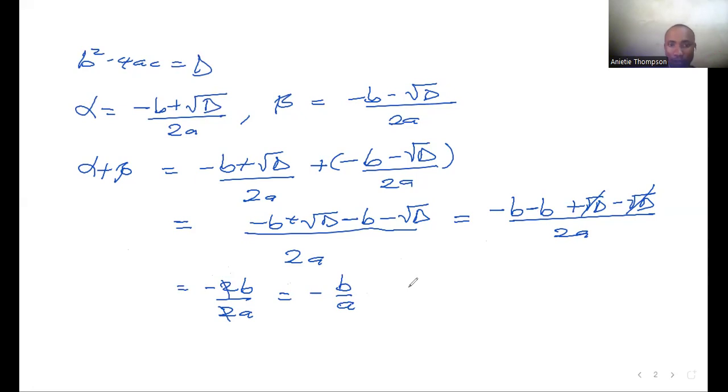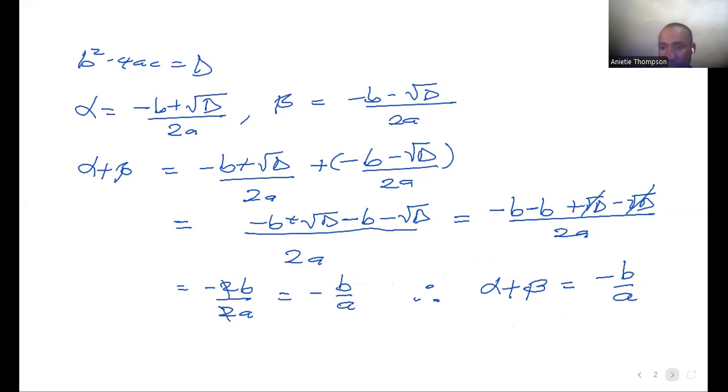Fine. So what do we bring out from this? It means that for any quadratic equation, the sum of the roots is the negative ratio of the coefficient of x over the leading coefficient. So we can say that the sum of the roots of a quadratic equation is equal to minus b over a. Okay.